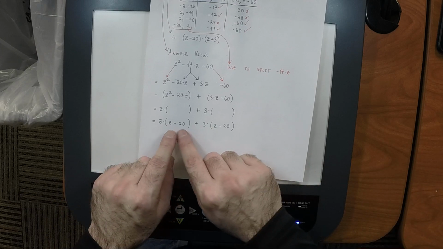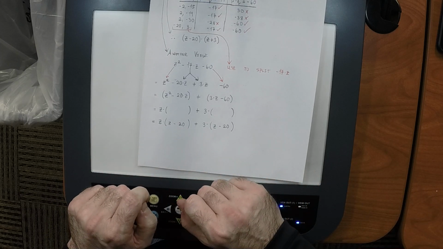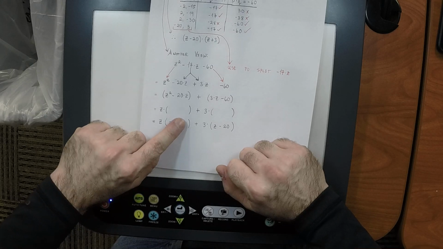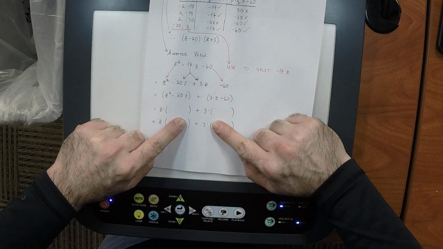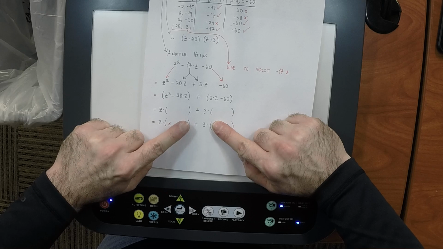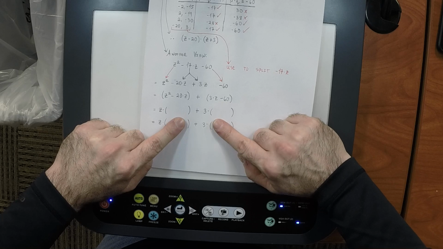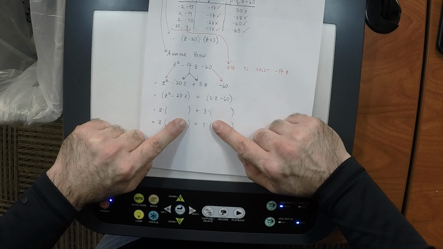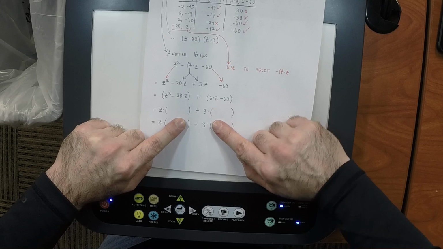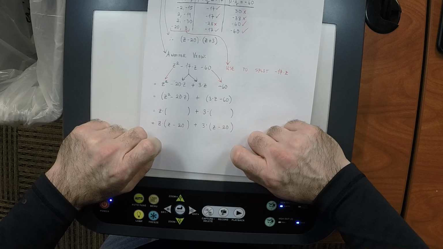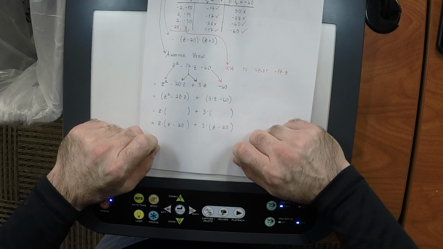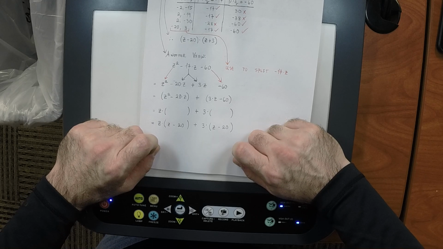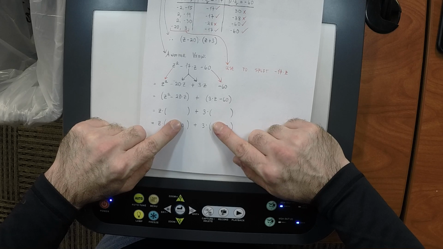Now, z minus 20 has occurred in both places. So now, if I was covering up an x, then this would be zx, and this would be 3x, right? So zx, 3x. Well, then we'd be able to factor out the x, because that thing would be common. If it was a w, zw plus 3w, we could factor out a w. So now, it looks weird. It's a z minus 20, but all that matters is that it's the same thing in both places. That means that we can factor it out.